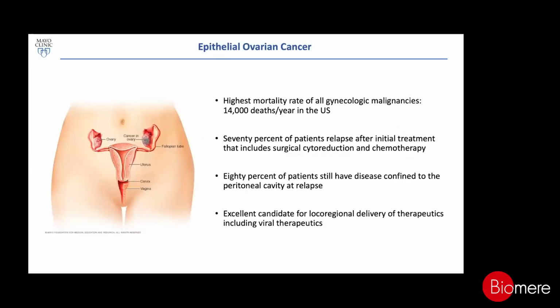We next tested the therapeutic effect of stealth in a more relevant clinical model, focusing on ovarian cancer. Ovarian cancer has the highest mortality rate of all gynecologic malignancies, with 14,000 deaths per year in the United States. And 70% of the patients relapse after initial treatment that includes surgical cytoreduction and chemotherapy. Also, 80% of patients still have disease confined to the peritoneal cavity at relapse.